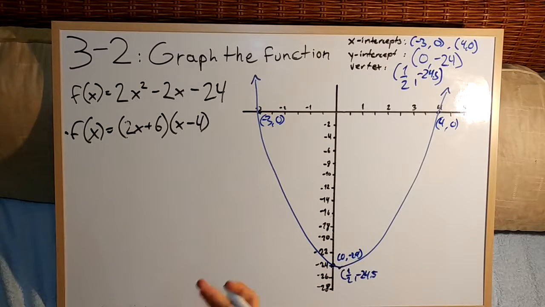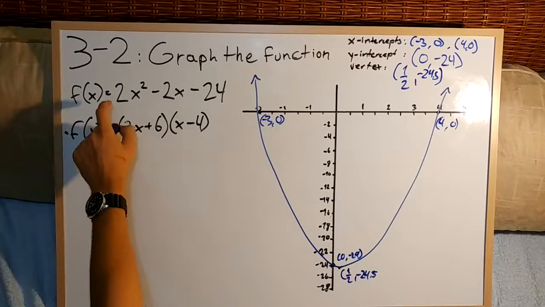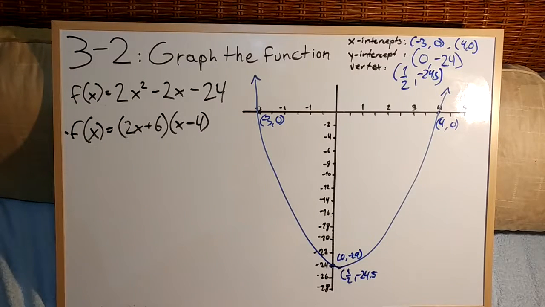And there you have it. This is how we graph the function: from standard form, change it into factored, find the x-intercepts, the y-intercept, and the vertex. Thank you.